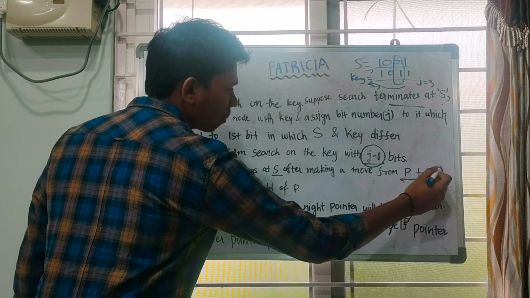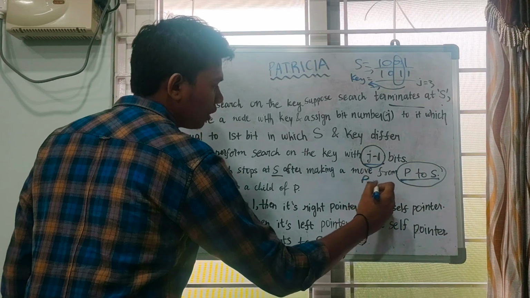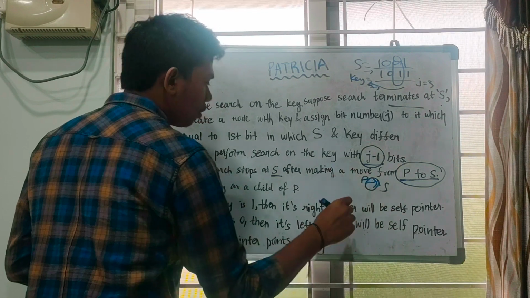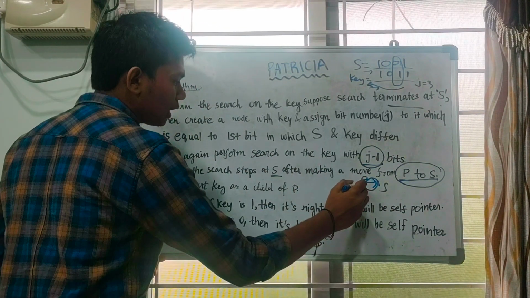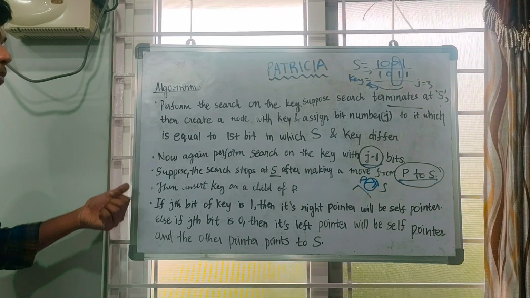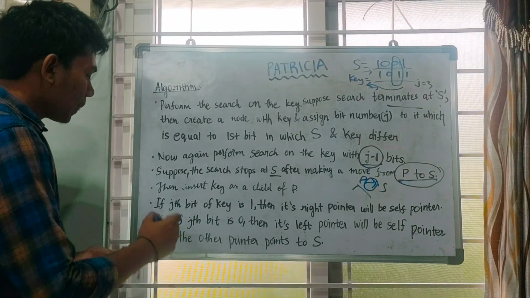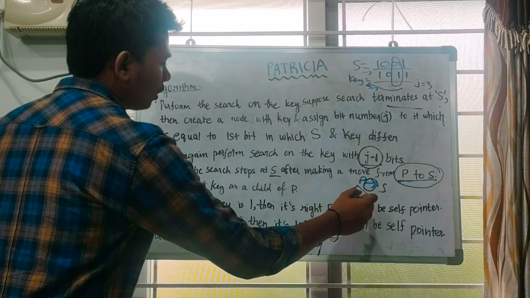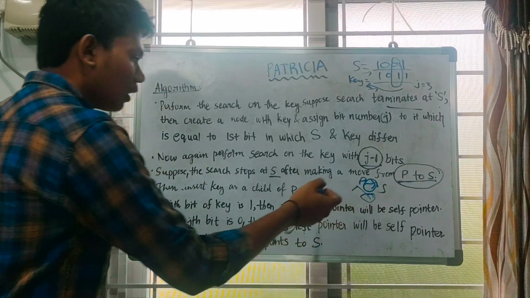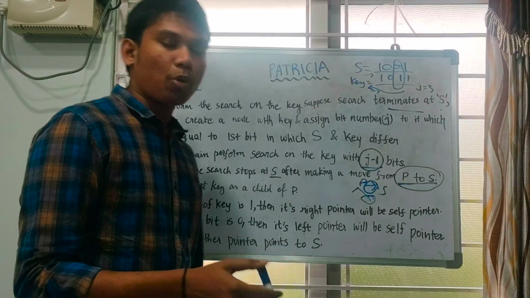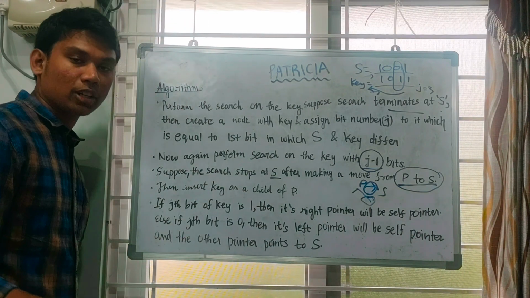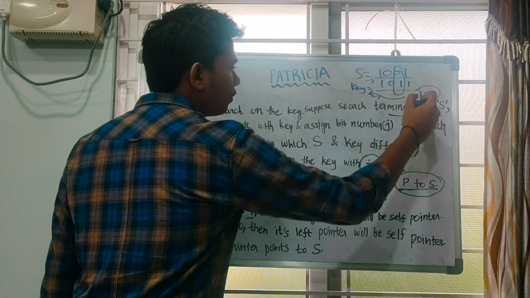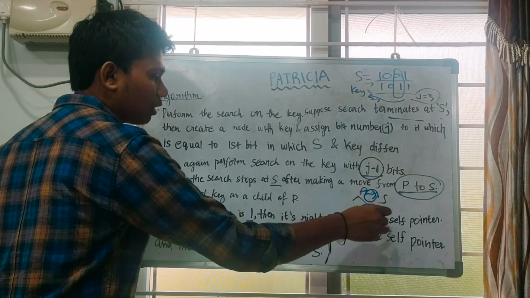So here the search is stopping by moving from P to S. So we can see that P to S has a link, and so we have to insert our new key as a child of this P. It will be more clear when we discuss the example. Next we have decided the link of the inserted node. Now we have to decide the pointers of the newly inserted node. So to decide the pointers of the newly inserted node, this is the j, and if the jth bit of the key is 1, then its right pointer will be the self pointer.